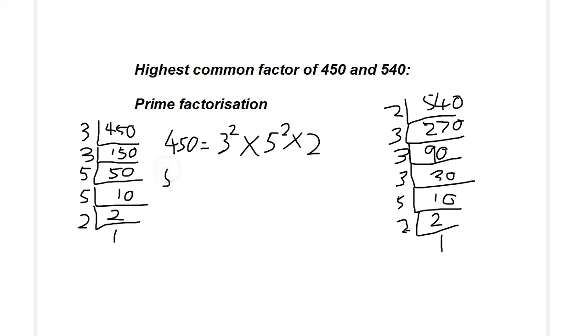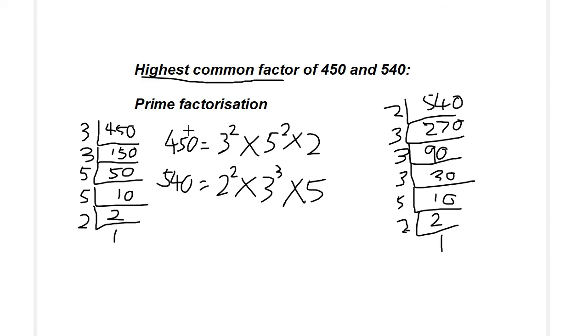So we can write 540 as 2 squared times 3 to the power of 3, or 3 cubed, and times 5. So this is prime factorization, but how does this relate to the highest common factor?